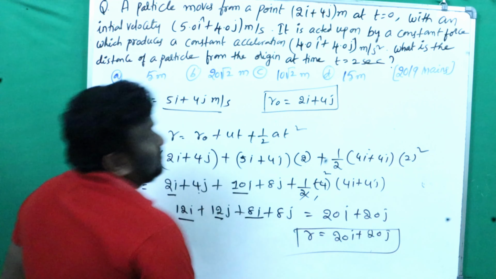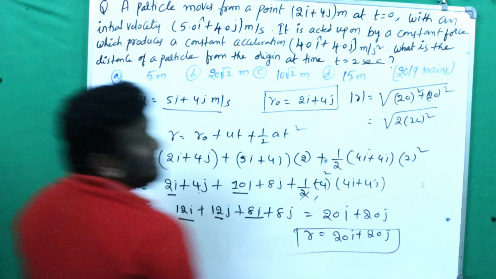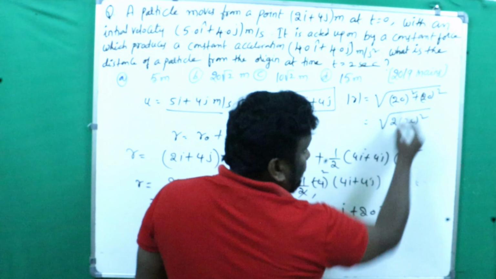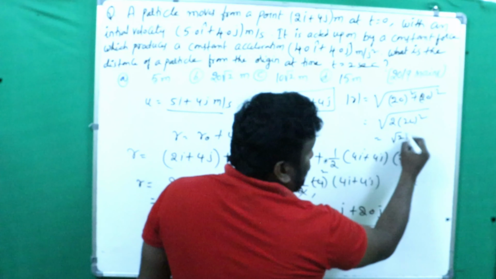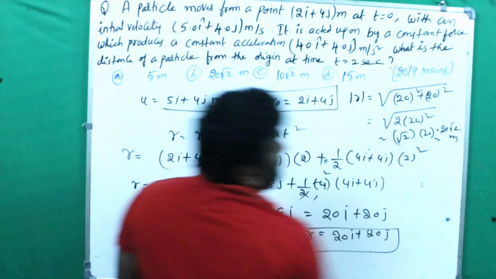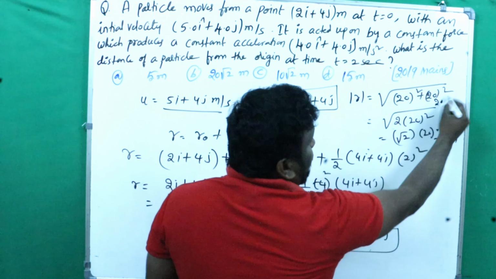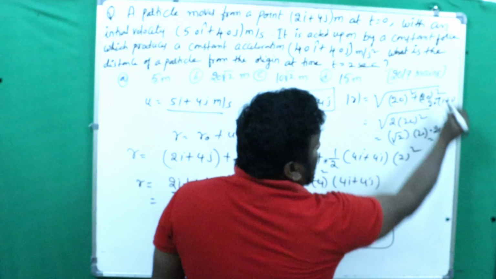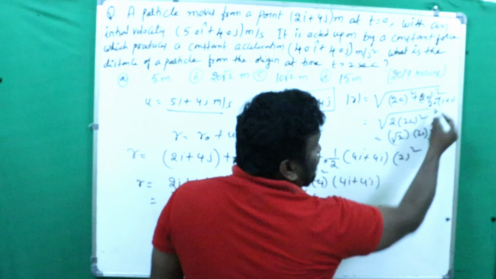So we want to find the magnitude. Then mod of r equals root of 20 square plus 20 square. Then it is simply 2 into 20 whole square under the root, so obviously it is root 2 into 20, or 20 root 2 meters. Simply, 20 square is common: 20 square of 1 plus 1, which means 2. So root of 2 into 20 whole square is root 2 into 20.